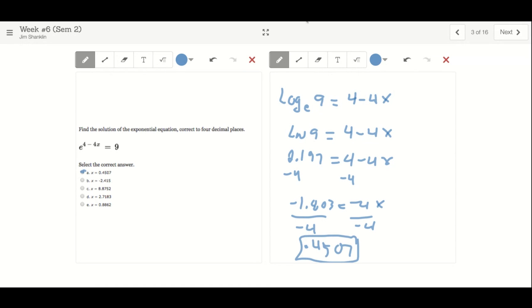All right. Any questions on that problem? It was an exponent problem, but I rewrote it as a logarithm, and then I solved it as a logarithm. Okay. Any questions on that, or are we okay with that? All right. Let's go to practice problem number 2.